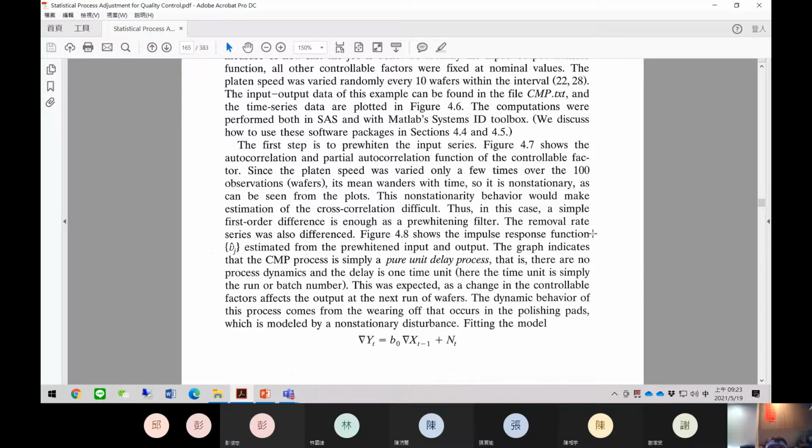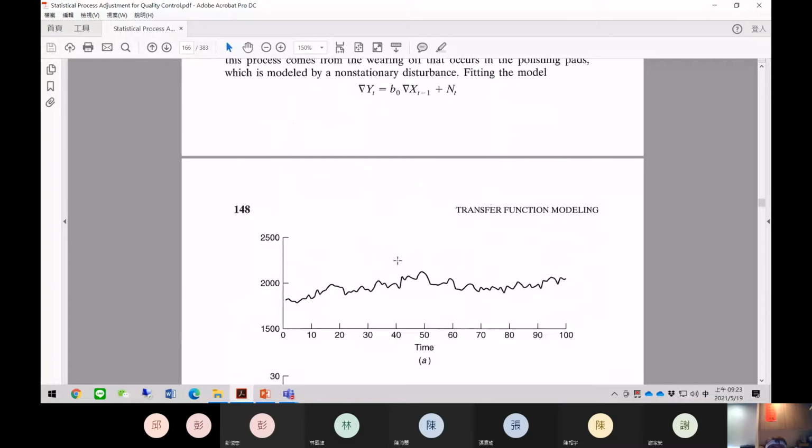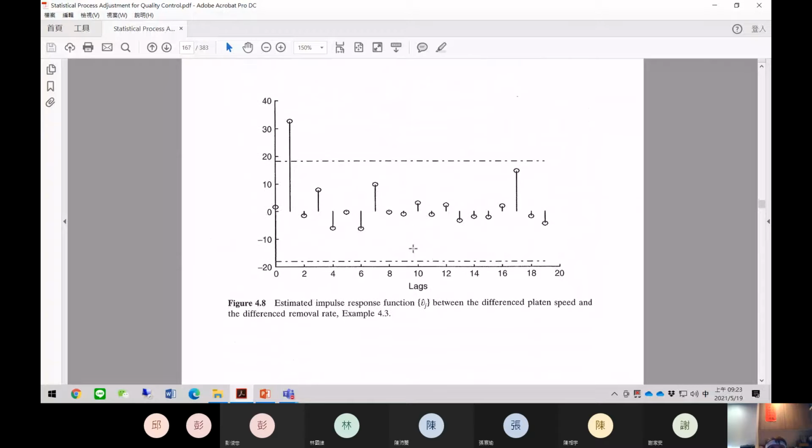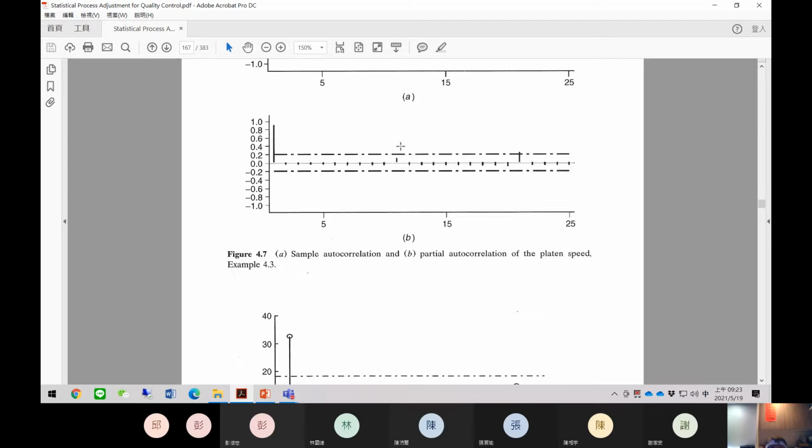Figure 4.8 shows the impulse response function. Let me see, 4.7, and this is 4.8. It is the estimated impulse response function between the differenced platen speed and the differenced removal rate. This is pretty much the same style and pattern we mentioned in the definition of the transfer function.